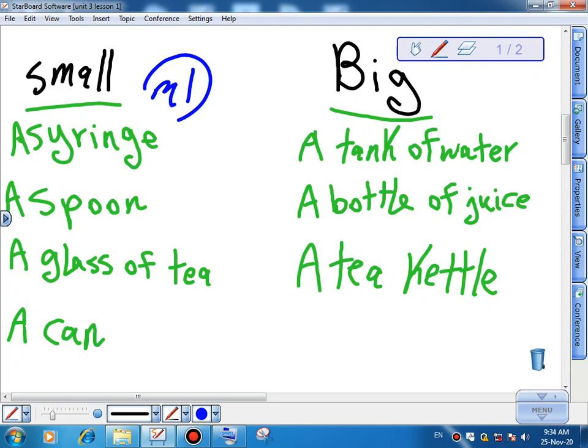But for big things like a tank of water, a bottle of juice, or a tea kettle, we will use liter, the greater unit. We only have two units in capacity, which are liter and milliliter. Okay?